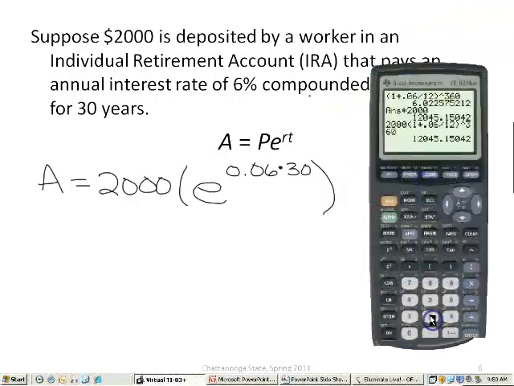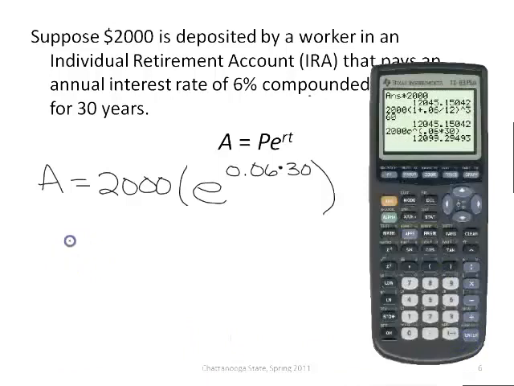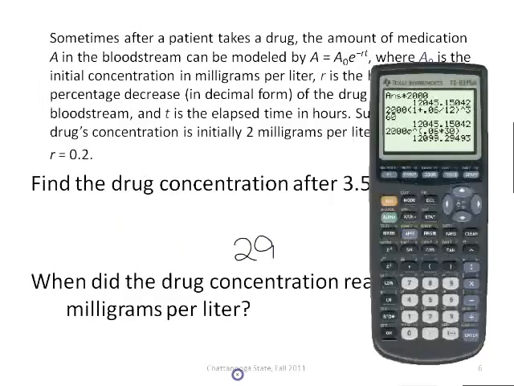So putting that in my calculator, I get 2,000 times e. Then I want to put 0.06 times 30 in the exponent. So it has to be in the parentheses there. So this time, it still grew a little bit faster, and I got a little bit more money. $12,099.29.